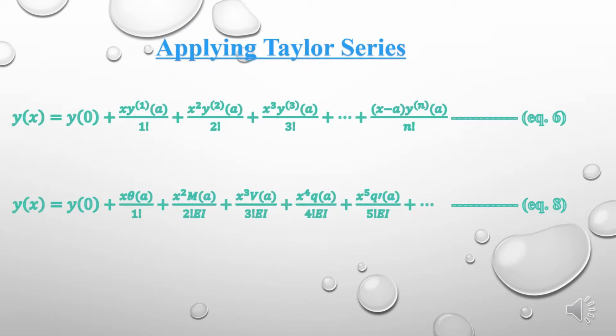By using Taylor series, we can obtain the Maclaurin expansion series as shown in equation 6. By substituting the differential equations of rotation, bending moment, shear force and the uniformly distributed load into equation 6, we can get the equation in equation 8.